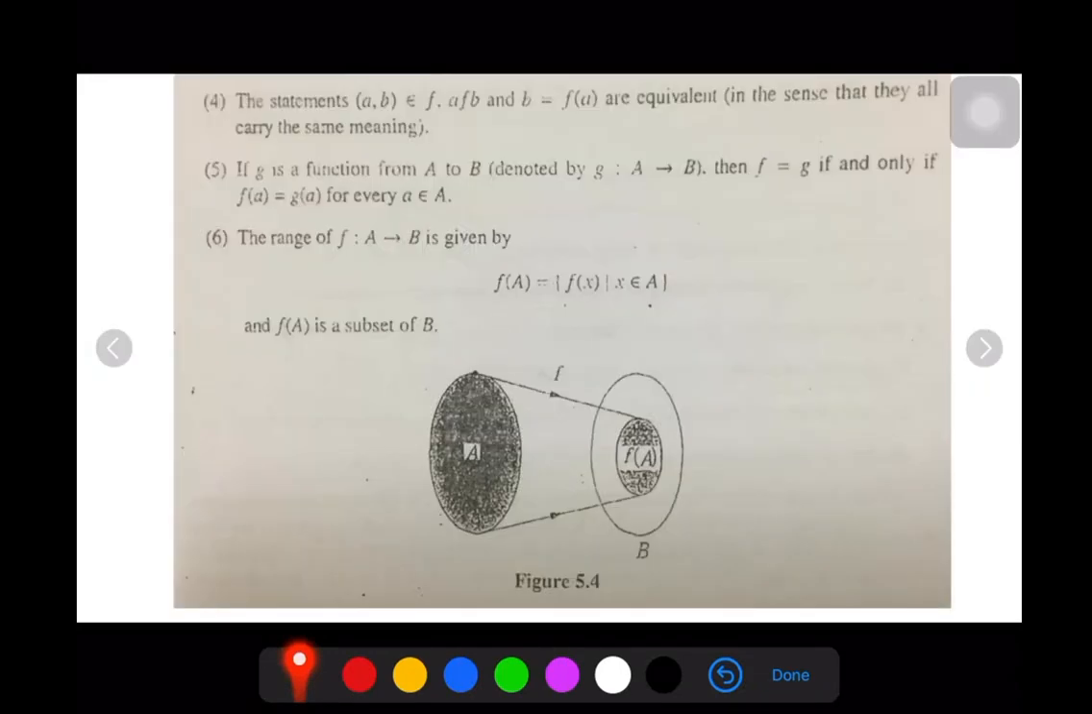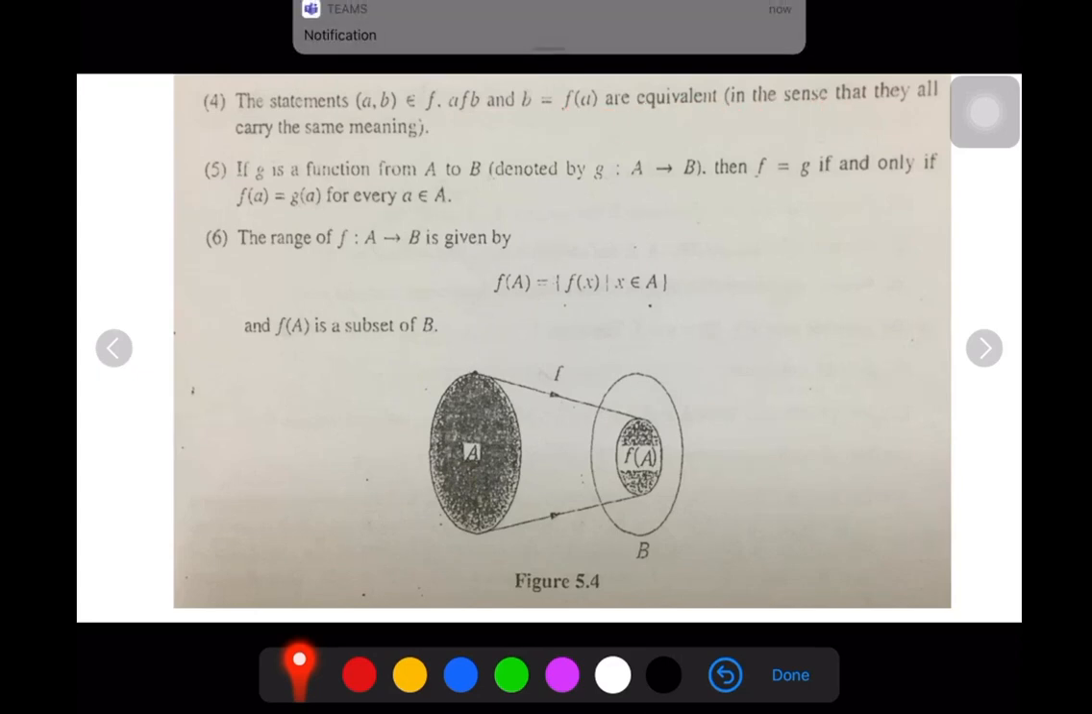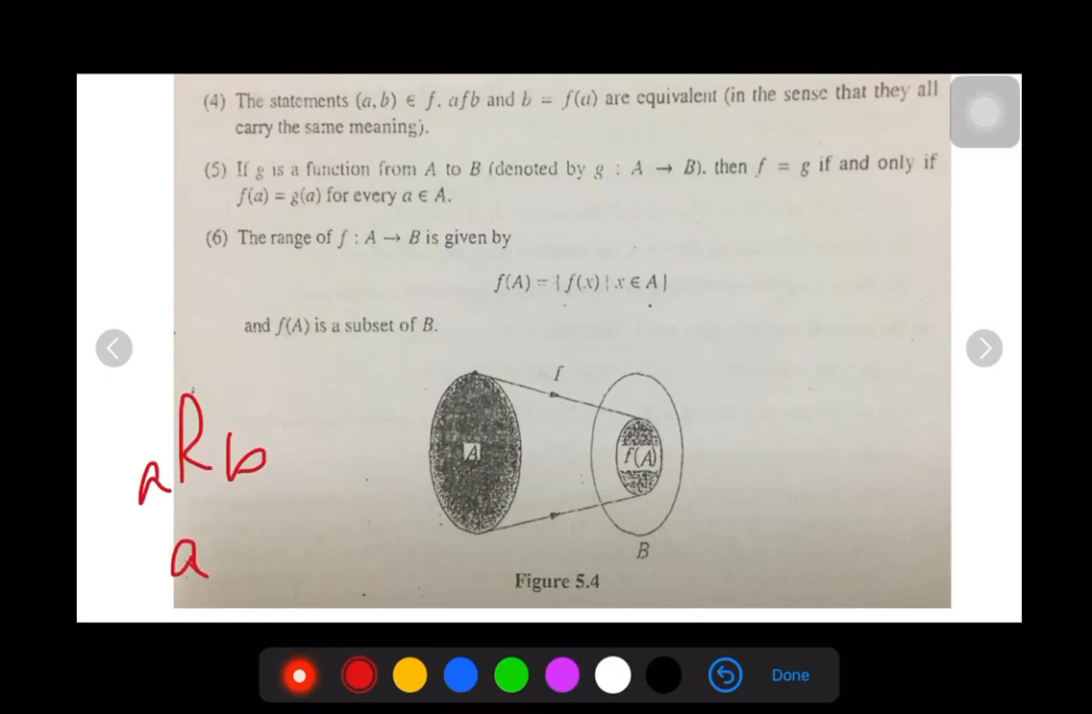in functions. The statements (A, B) belongs to F, A F B, and B is equal to F of A are equivalent, in the sense that they carry the same meaning. Both are one and the same. So you have to make sure that, how do you write in relations? A is related to B. In functions, A has a mapping to B, that's all. It is also represented in the form B is equal to F of A.